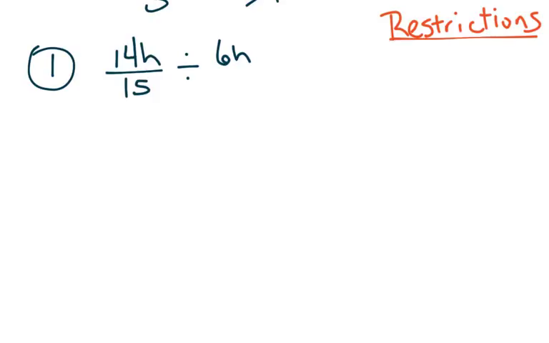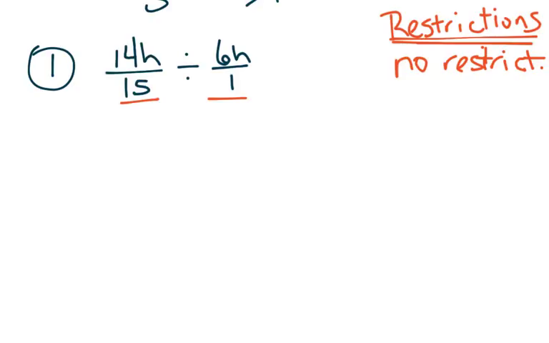Now remember, anytime we have a whole number, we're going to put that whole number over 1 so it doesn't confuse us between the numerator and the denominator. Now, we still have to pay attention to our restrictions. Do I have a variable in either one of the denominators? I don't, so I'm going to say no restriction at this point.